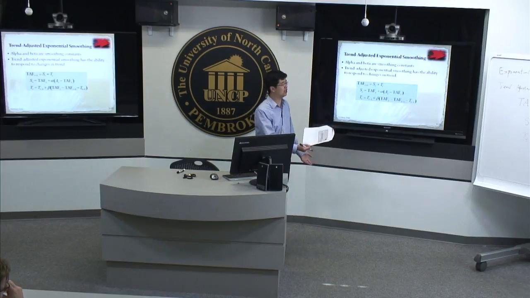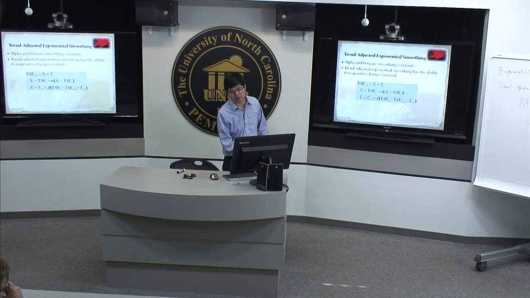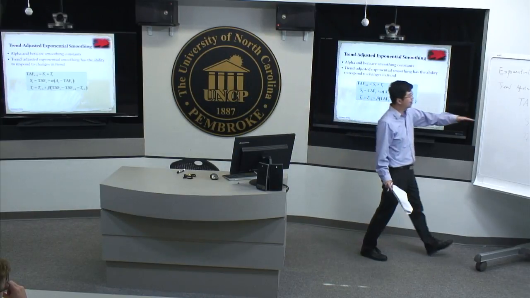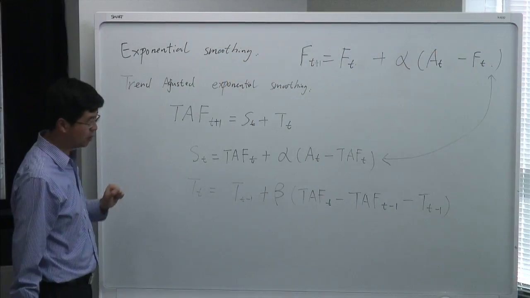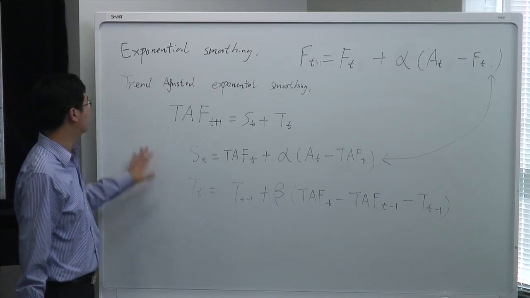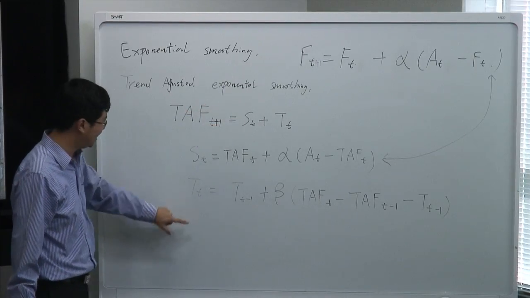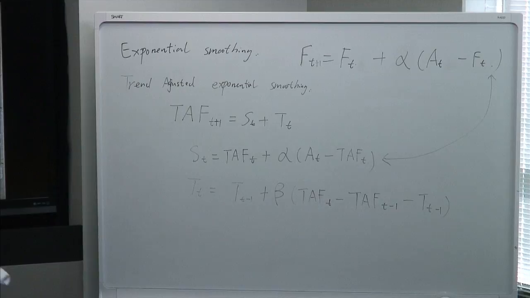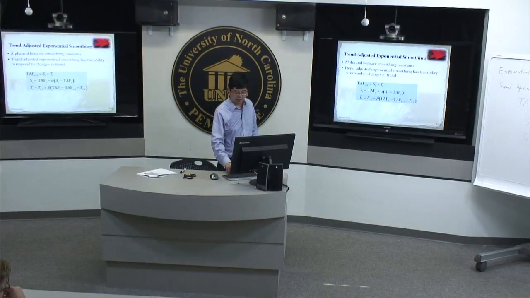We don't have time to go through an example, so I can only explain this formula to you. The first part, S_t, is nothing but the traditional exponential smoothing method. What's new for the trend adjust exponential smoothing method is this T_t, the trend estimation or trend parameter. Questions? All right.